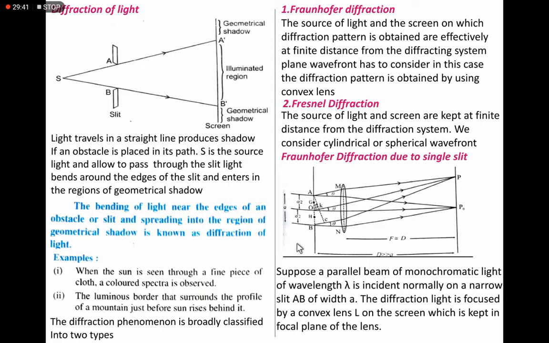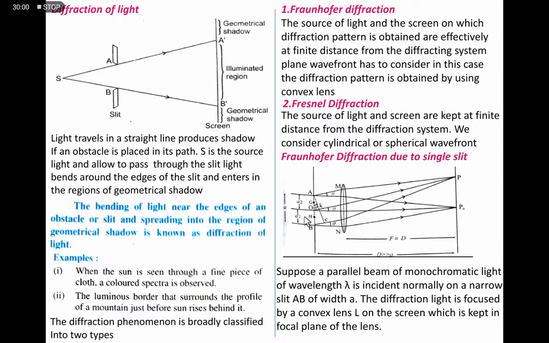A parallel beam of monochromatic light whose wavelength is lambda is allowed to pass through the slit. AB is the slit and the width of the slit is small a. The light waves are then allowed to pass through the convex lens.